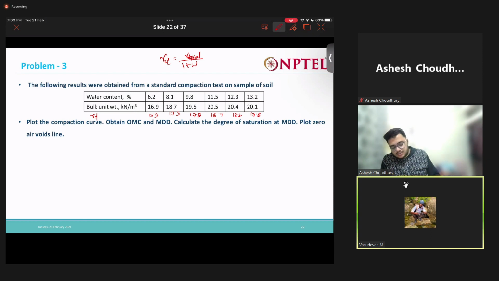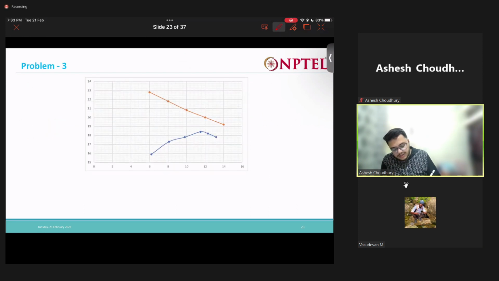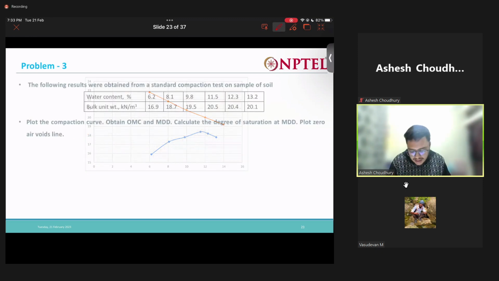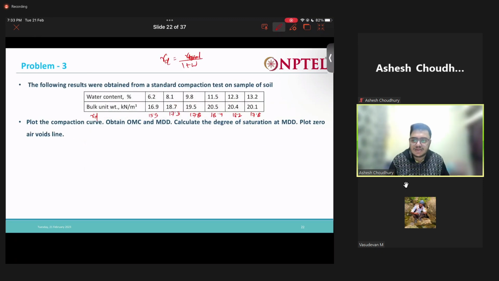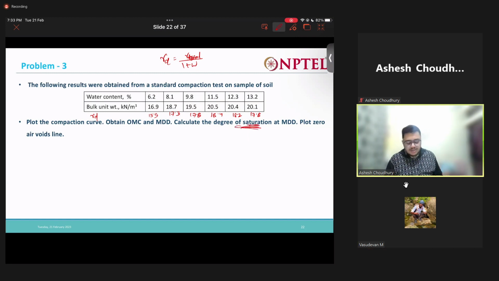Okay, just like that, you plot your graph and you will get something like this. From this graph you can find out the OMC and your maximum dry density, exactly the same as the previous one. This calculation of degree of saturation you can do as homework, exactly the same as the previous one.